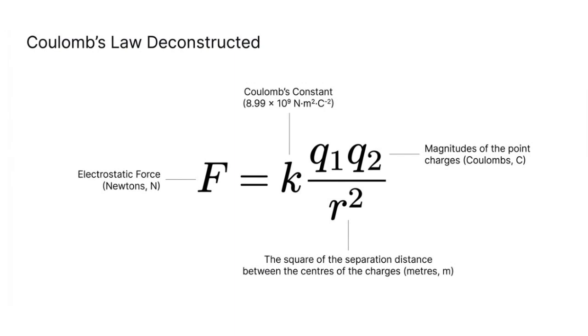The constant K is Coulomb's constant, which helps us calculate the force in newtons. This constant has a specific value that keeps the units consistent, ensuring the force is measured correctly. Together, these parts give us the electrostatic force between two point charges, helping us understand how charged particles interact.